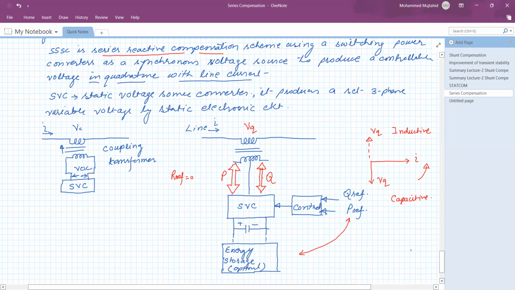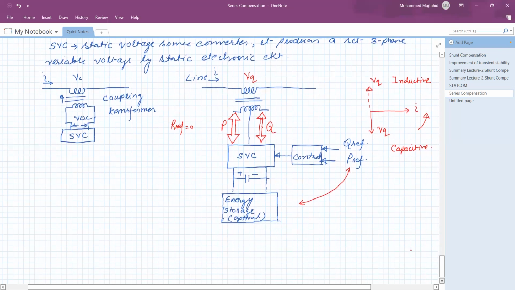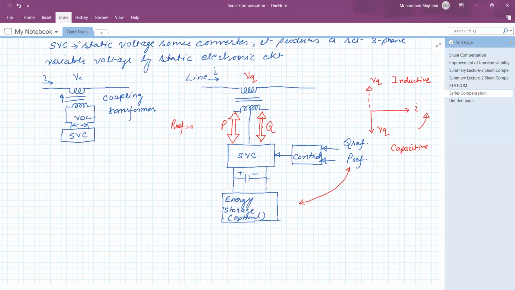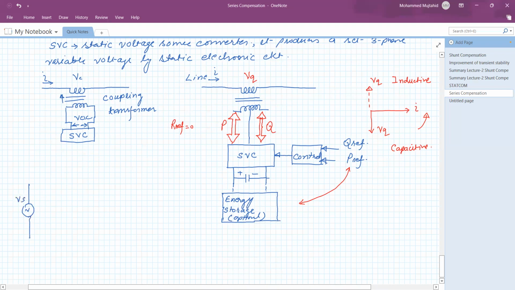Now, what is the analogy, or what is the similarity with the series compensation which we have studied till date? So it is just similar. Say this is the sending end voltage Vs. Now we are connecting a capacitor in series with the transmission line. This is the transmission line reactance, and this is the receiving end, Vr. It is analogous to the two-machine system.